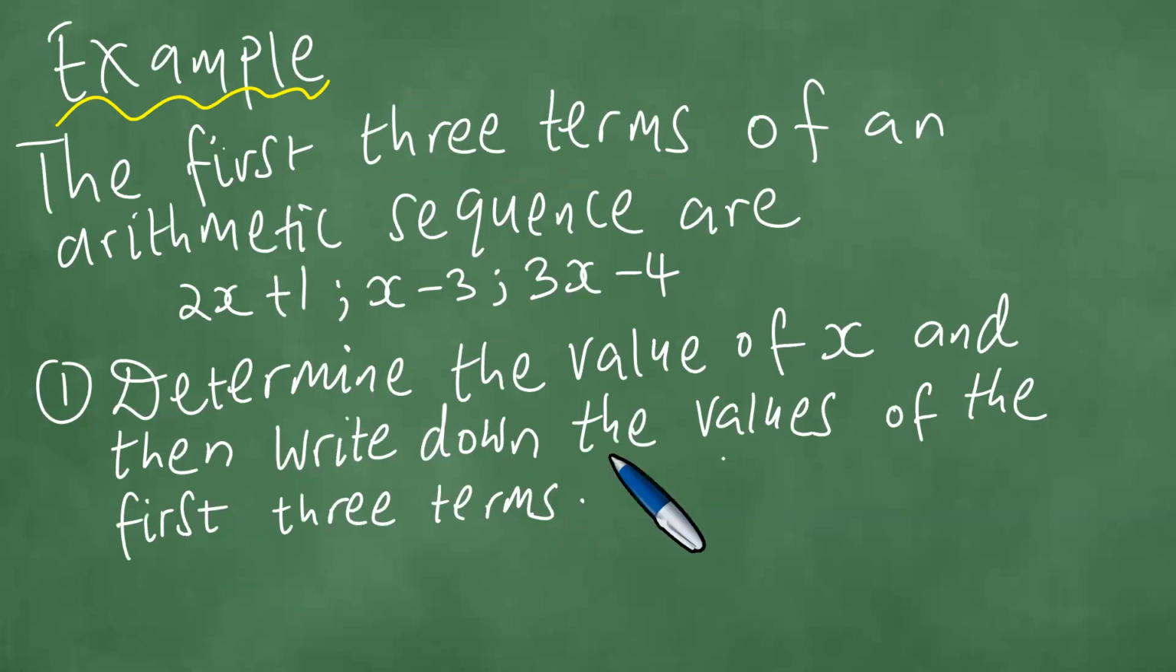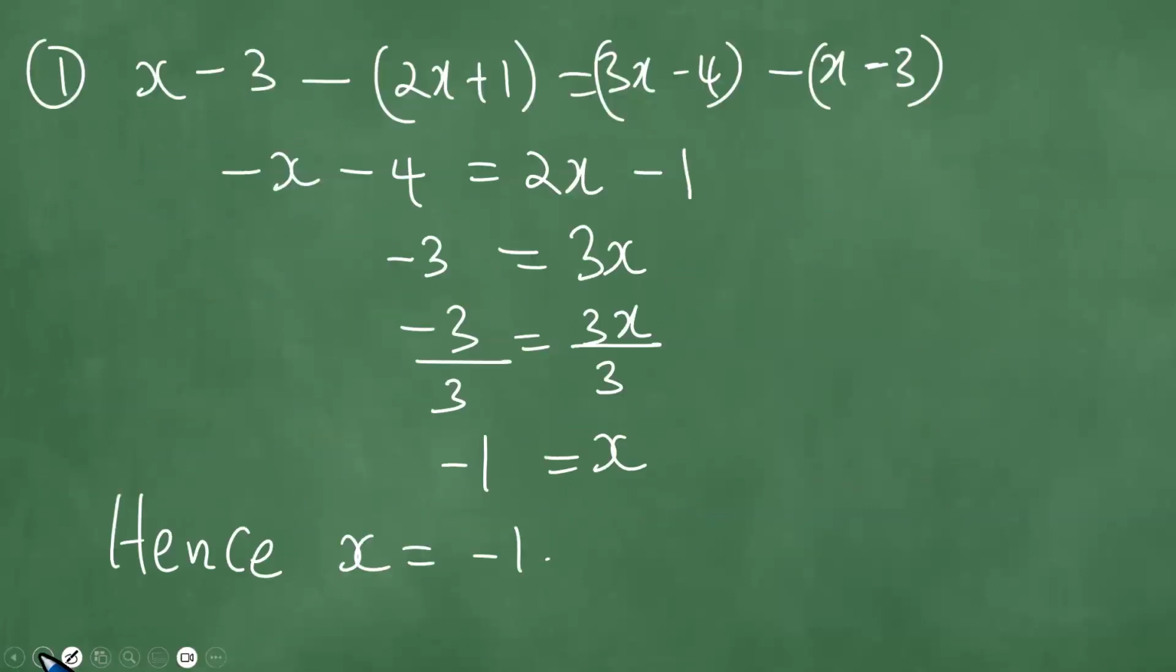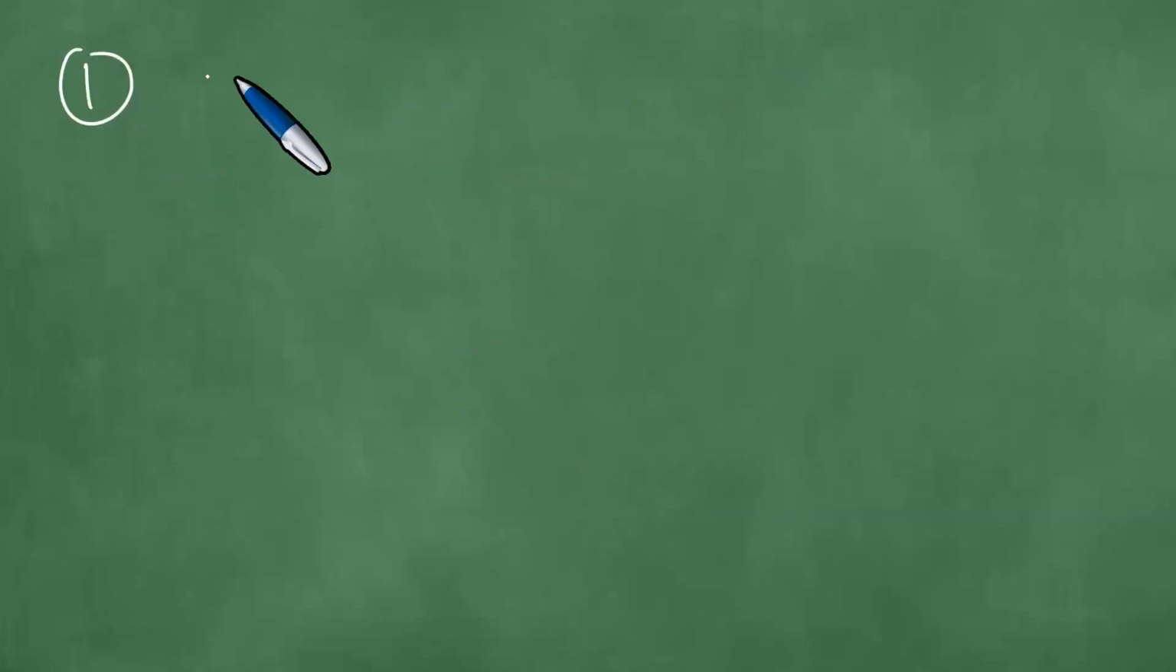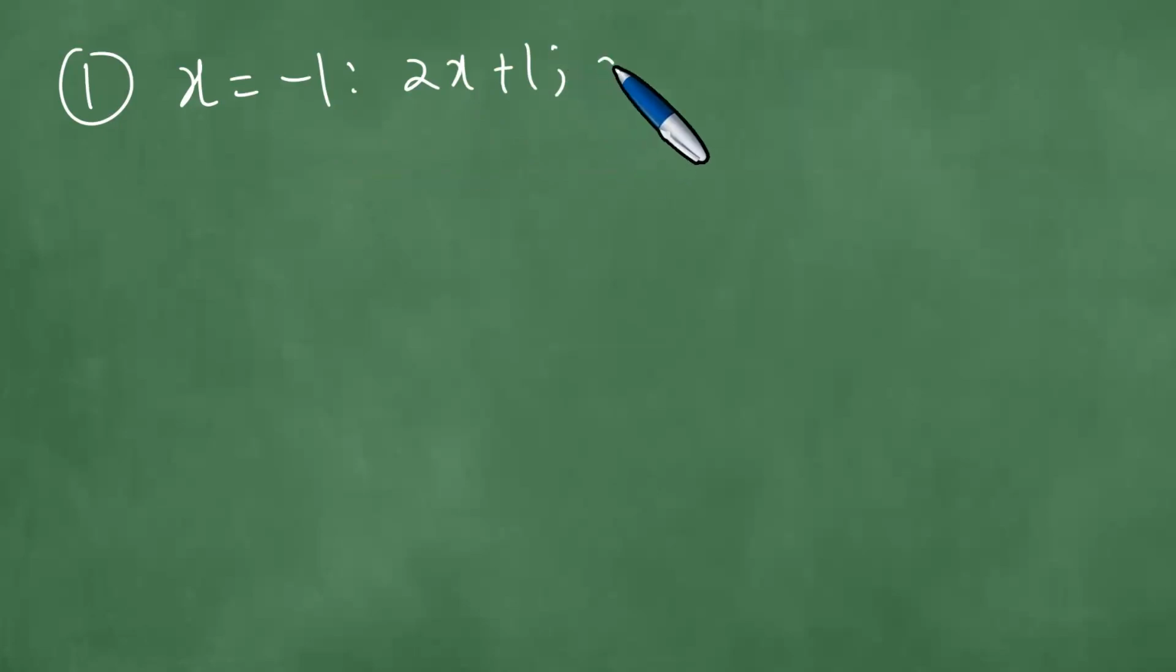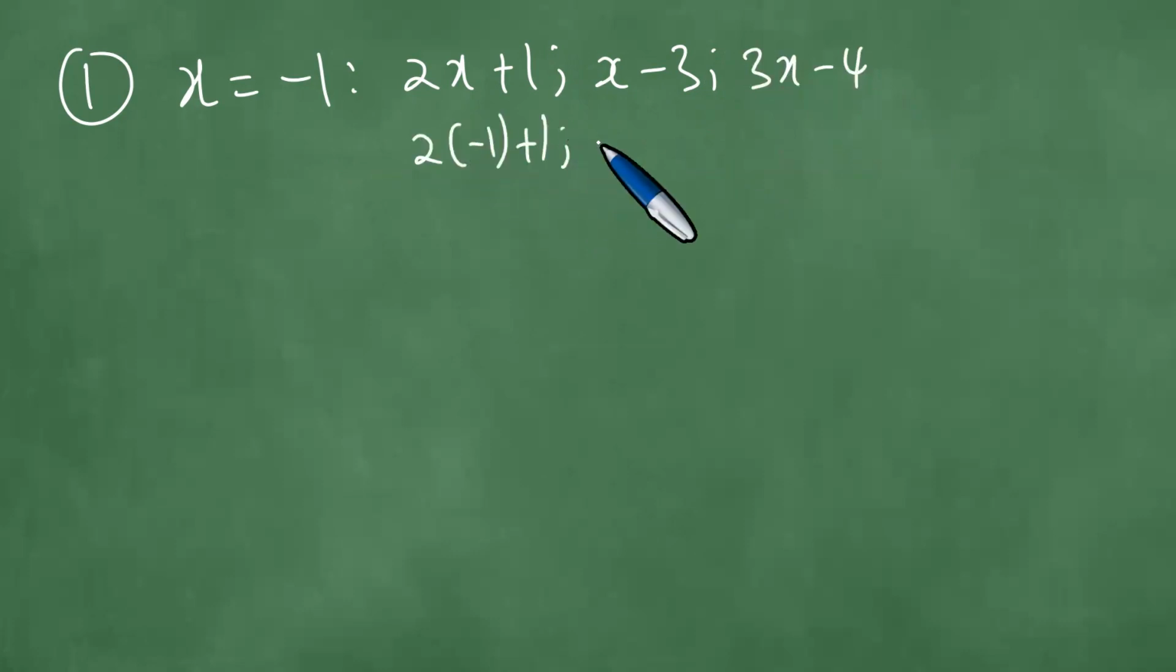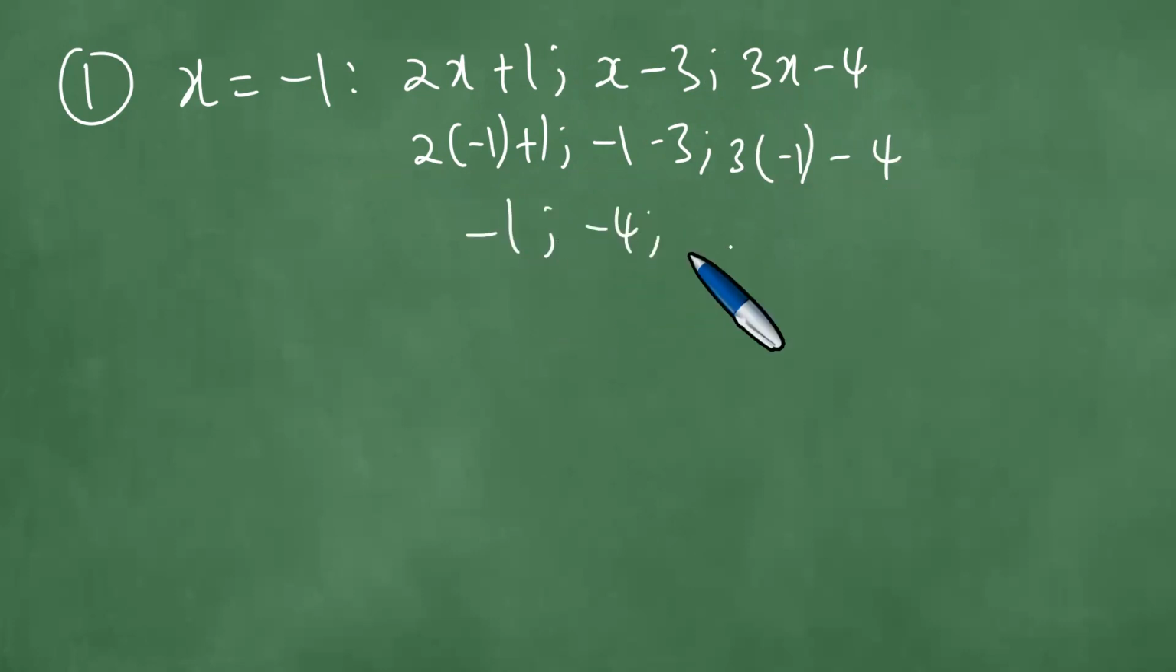The question said we need to determine the value of x and write down the values of the first three terms. Right, so the first three terms: x equals minus 1, 2x plus 1, x minus 3, 3x minus 4. Minus 2 plus 1 is minus 1. Minus 1 minus 3 is minus 4. Minus 3 minus 4 is minus 7.